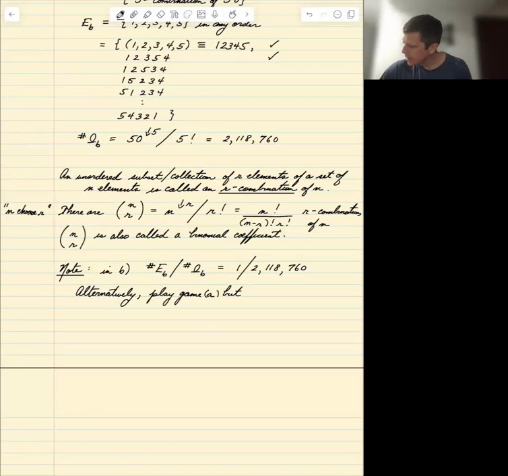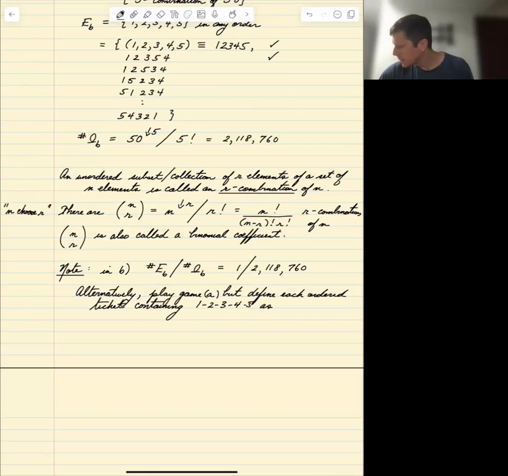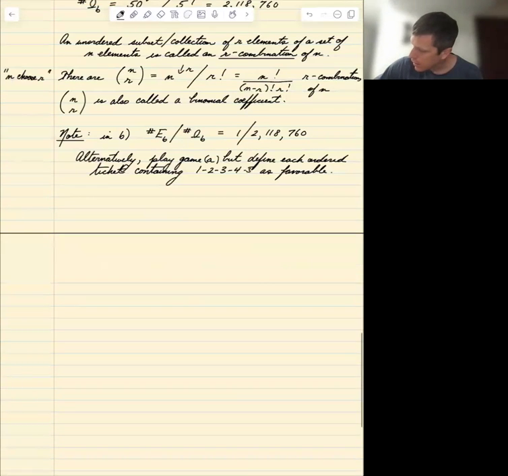Play game A, but with any ordered ticket containing 1, 2, 3, 4, 5 as a favorable outcome. So how many tickets are there? There are 5 factorial such tickets. That's 120 tickets.